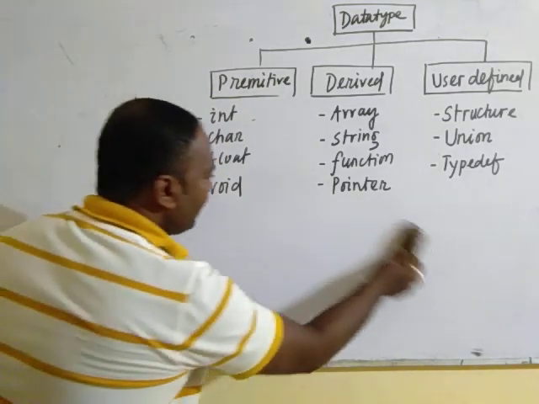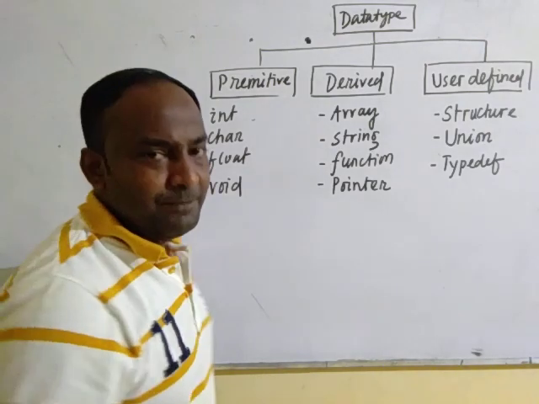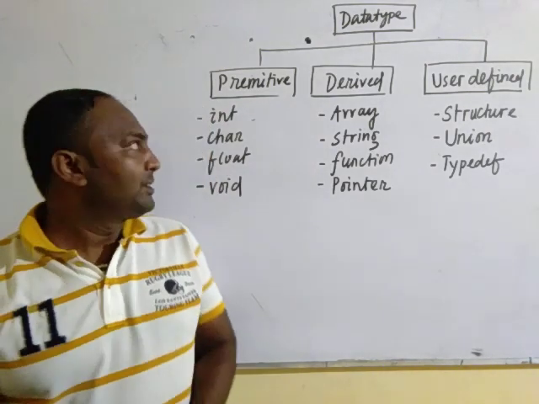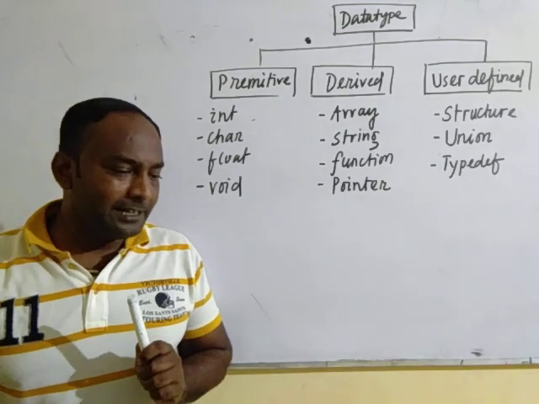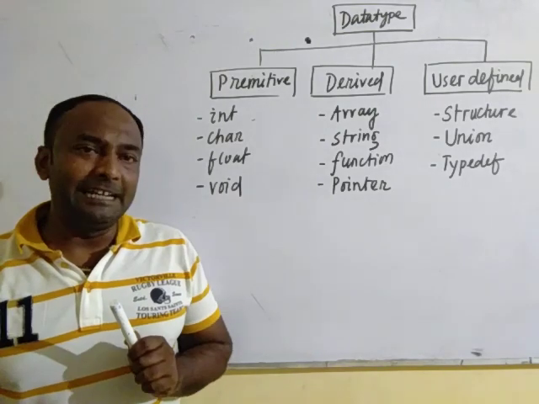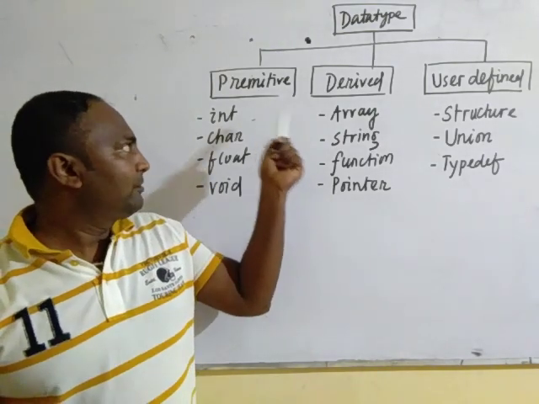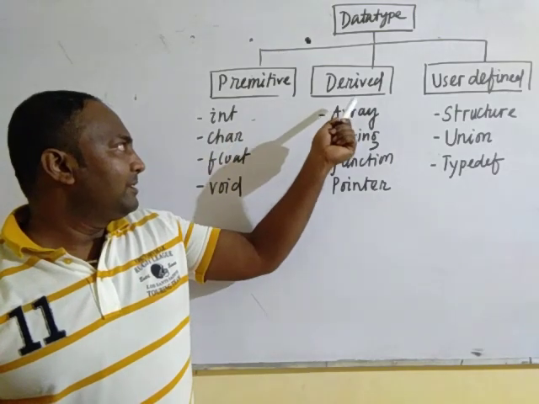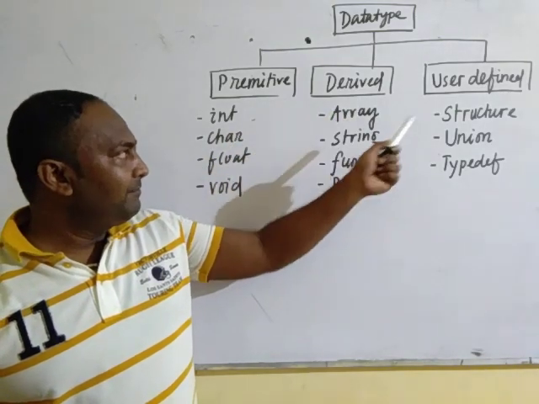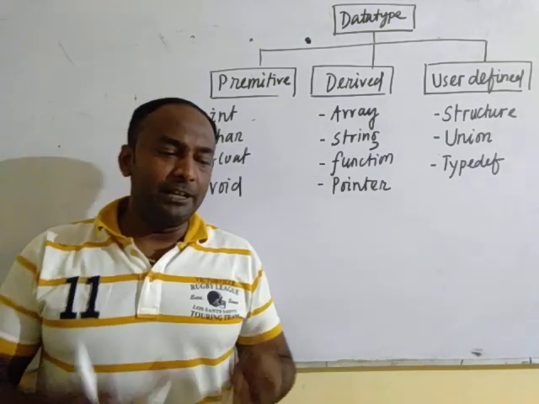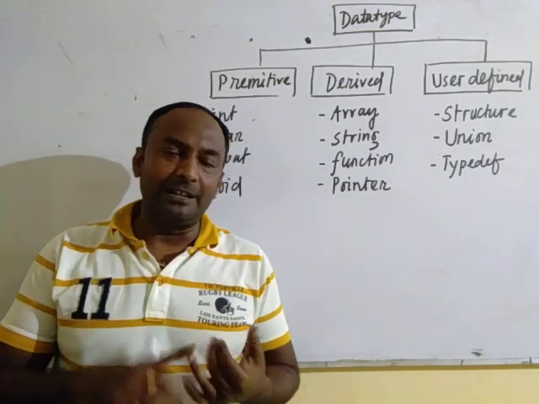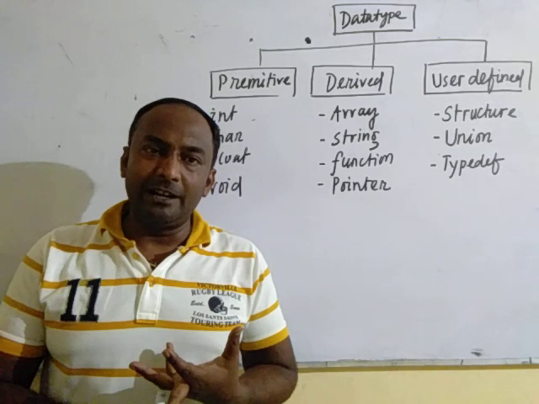So in C programming language, basically the data types are divided into three categories. One is primitive data type, also known as basic data type or built-in data type. Second one is derived data type. Third one is user-defined data type. So data types are of three types: primitive, derived, and user-defined.